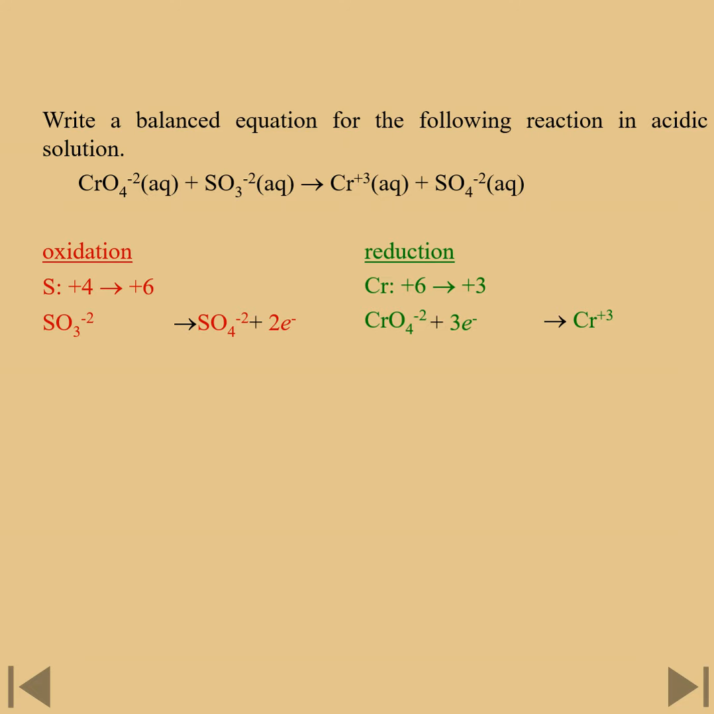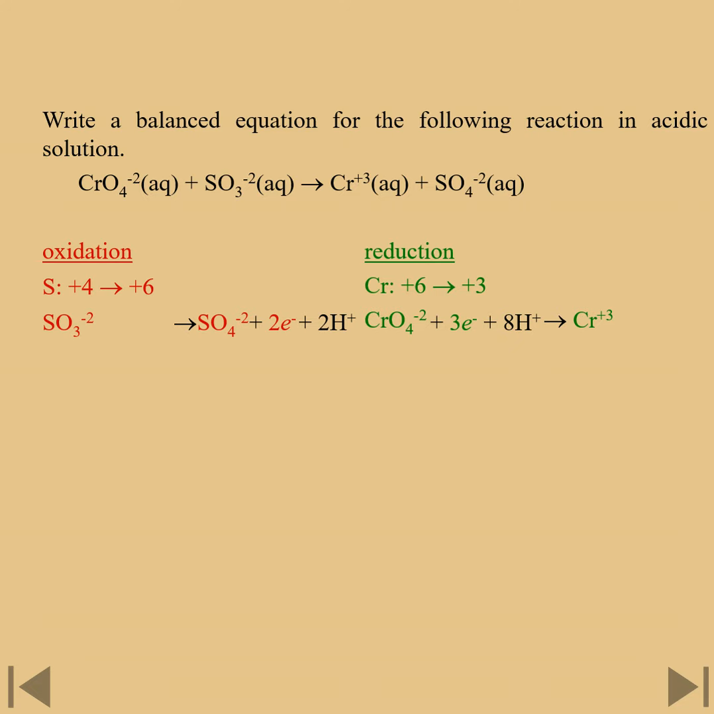Step 2c is to add hydrogen ions to balance the charge, and in the oxidation half reaction we have 2 negatives on the left, 4 negatives on the right. I need to add 2 positives to the right, so I have negative 2 balancing negative 2. In the reduction half reaction, I have negative 5 on the left and positive 3 on the right. Since I'm adding positives, I need to add 8 positives to the left. So I have positive 3 balancing positive 3.